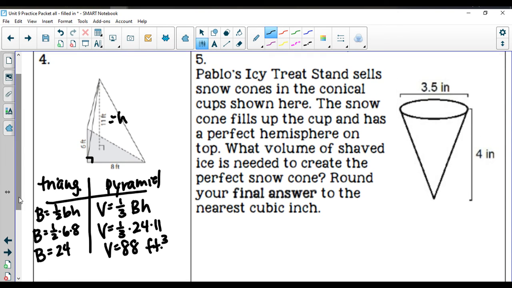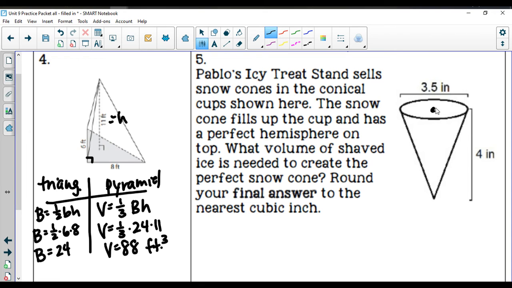In the last one, Pablo's Icy Treat Stand sells snow cones in the conical cup shown here. The snow cone fills up the cup and has a perfect hemisphere on the top. What volume of shaved ice is needed to create the perfect snow cone? Round your final answer to the nearest cubic inch. So we're going to go to a whole inch here.